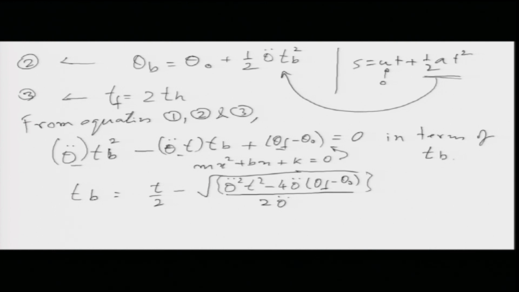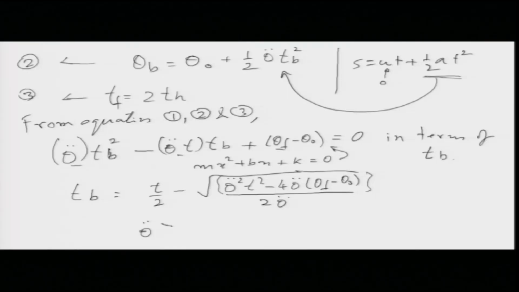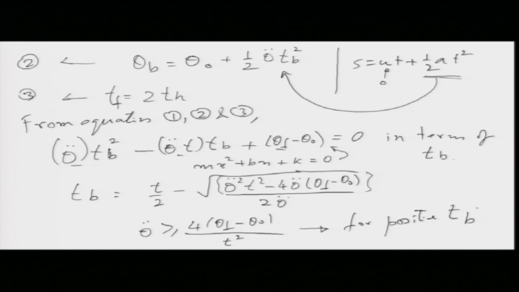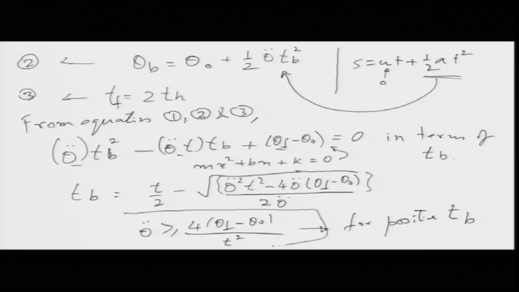Now, time cannot become negative. When a system is moving in the real world, there is no meaning of negative time. So, this always has to be positive, and for that condition theta double dot must be greater than 4 (theta f minus theta naught) divided by T squared. Okay. This condition has to be satisfied for positive Tb. So, this is the condition on what motor acceleration you should choose. You have to choose an acceleration which satisfies this condition, otherwise Tb will start becoming negative, which is not possible. So, this gives us the condition for Tb.